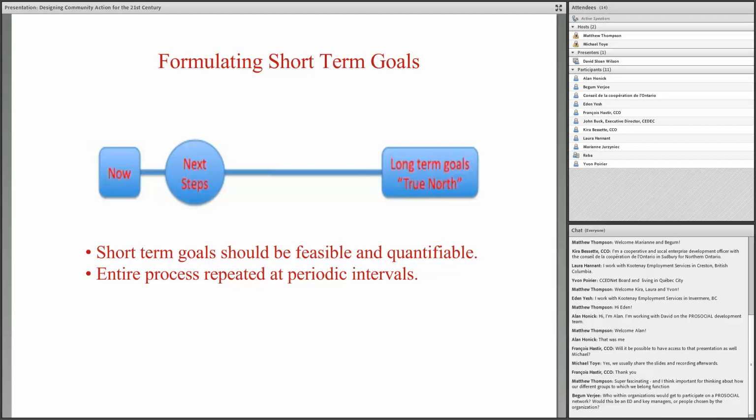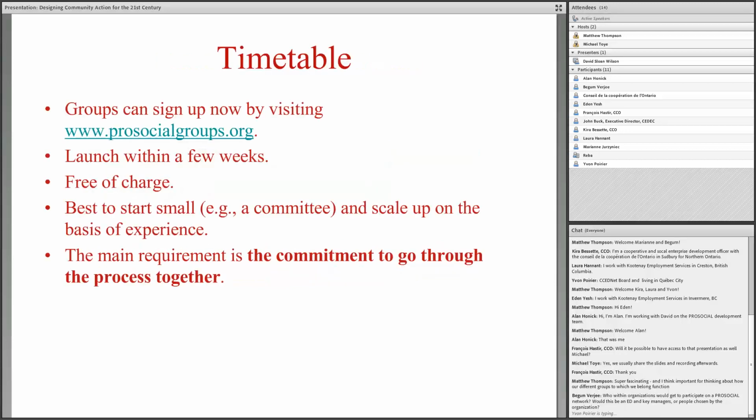You can allocate responsibility, which is part of design principle 2, equal costs and benefits, and you could really get things done in a much more professional fashion than perhaps you are already. So that's a quick description of ProSocial.